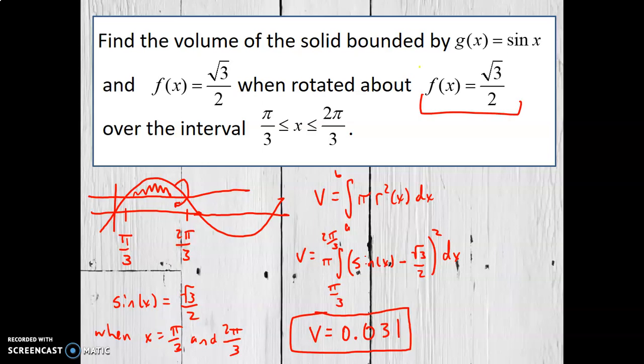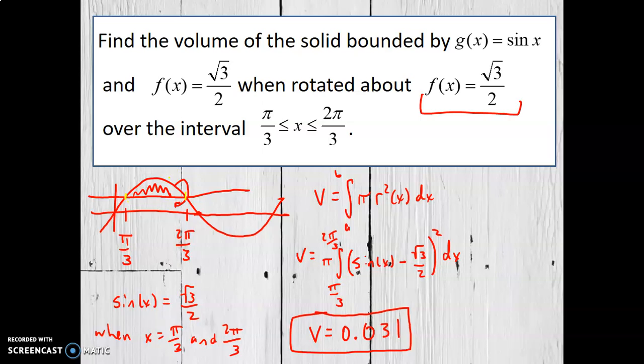So draw your picture first. We've got sine, and we're bounding it by this horizontal line. Luckily, that's also the line we're rotating around. And that's a common type of thing to see, that one of your boundary lines is also going to be your axis of rotation. Now, it gave us an interval, which turns out to be where they intersect.